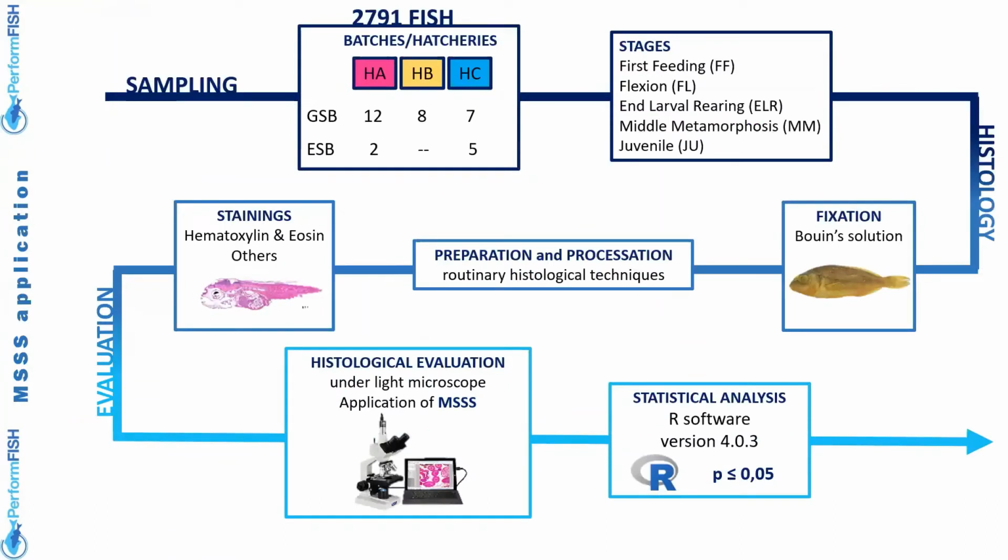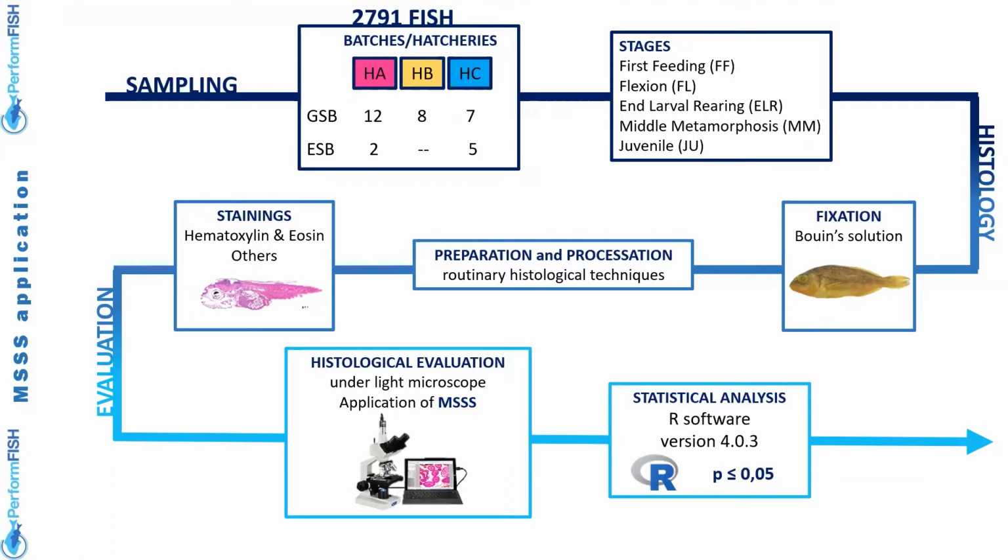I show you some steps to arrive exactly at the results. A number of batches of larval and juvenile gilthead sea bream and European sea bass coming from 3 different European hatcheries have been sampled and delivered to our lab. Fish have been sampled at the 5 usual stages. The samples were fixed in Bouin and then prepared and processed according to the normal histological technique in our lab.